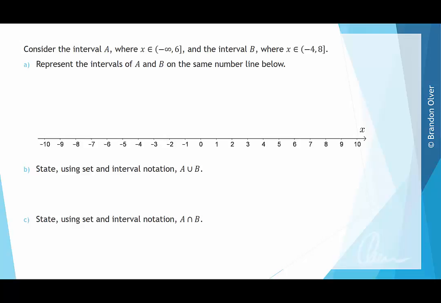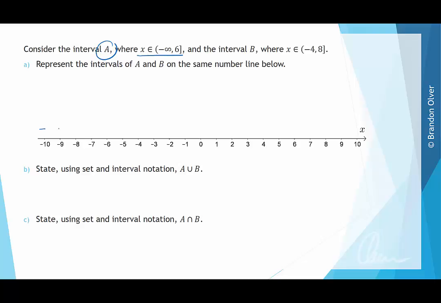Consider the interval A where x is an element of negative infinity to 6 included, as well as the interval B where x is an element of negative 4 excluded to 8 included. In the blue we'll do interval A, which is this interval here. So for that we go from negative infinity up to 6.